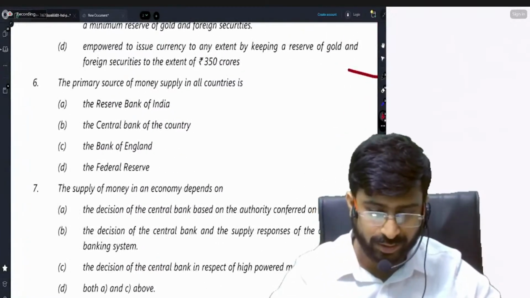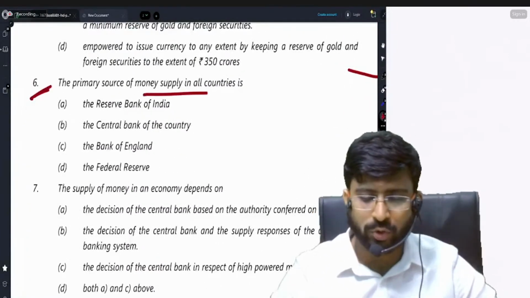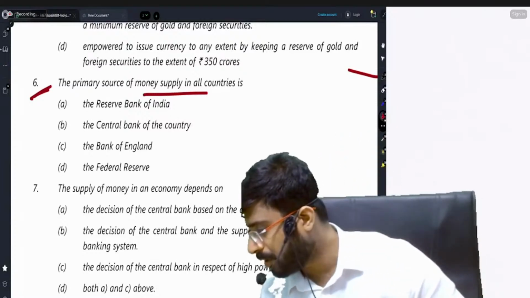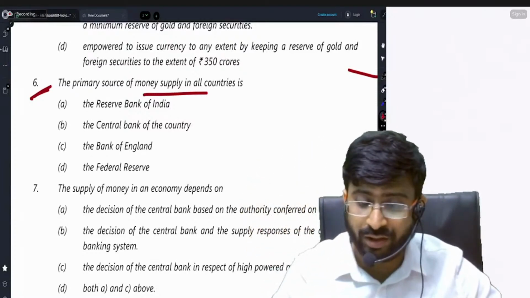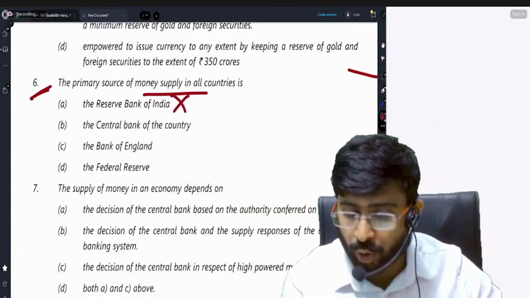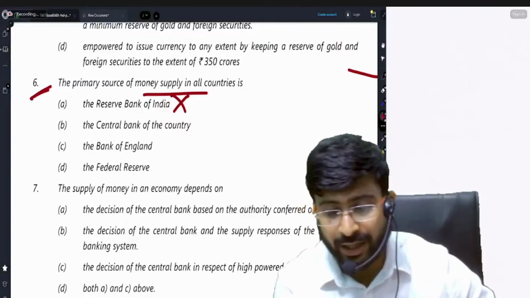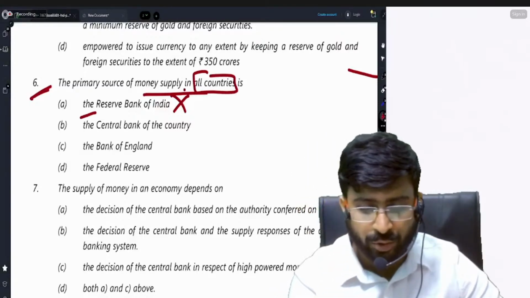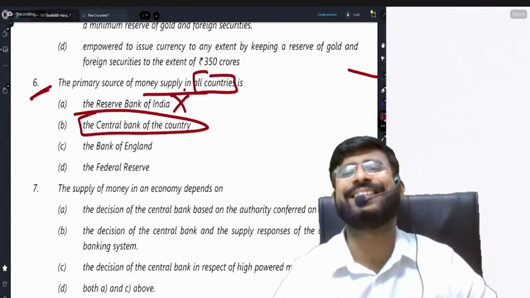Good question. Who is the primary source of money supply in all countries? Now, if you write RBI, you are gone because RBI is for India. The question is all countries. So it is the central bank of that country.